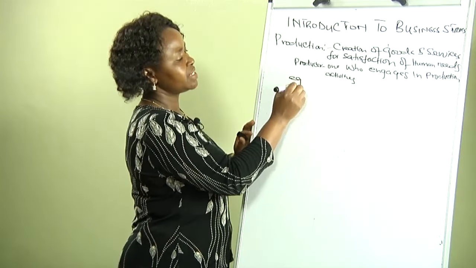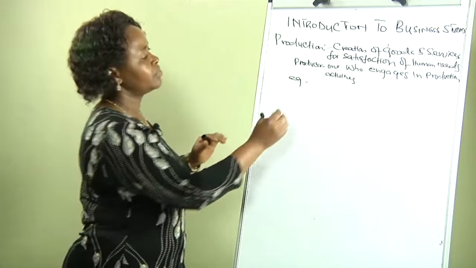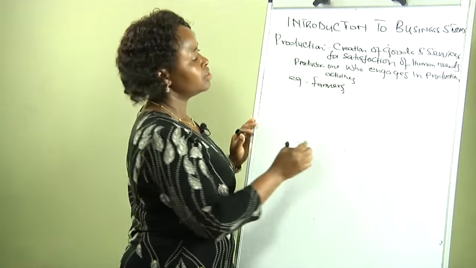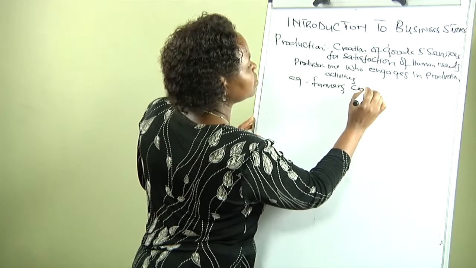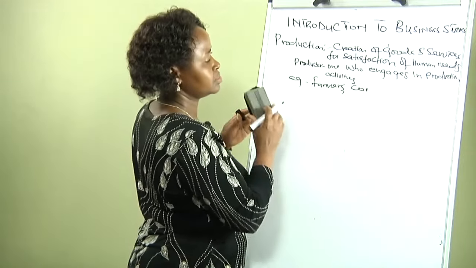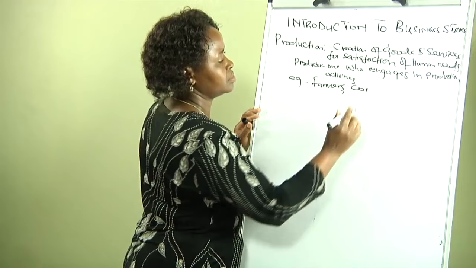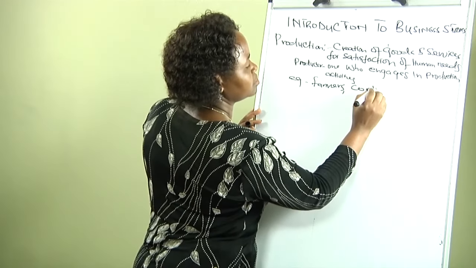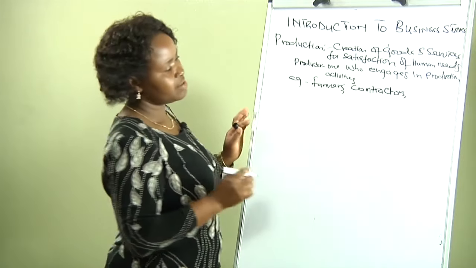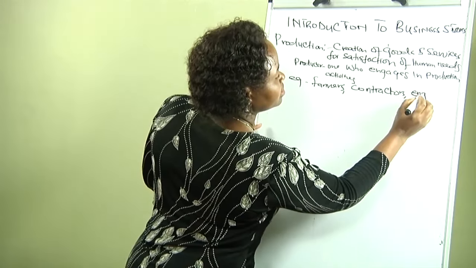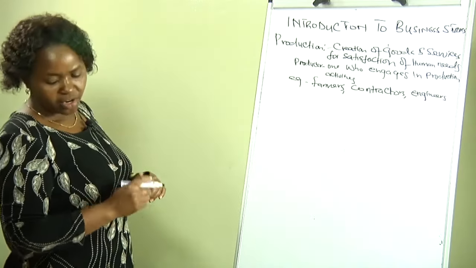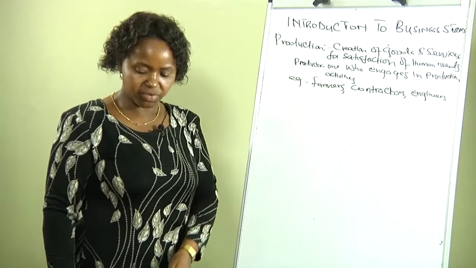Examples of producers include we have farmers, we have contractors, we also have engineers, and all of these are engaged in the production of goods.